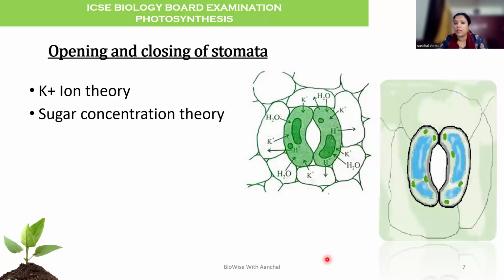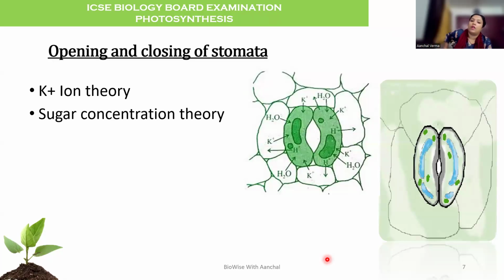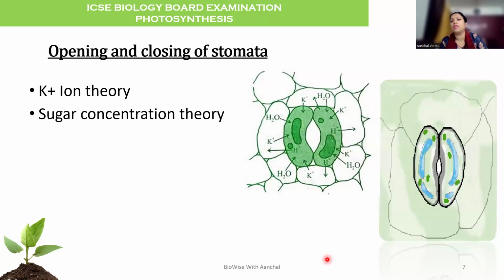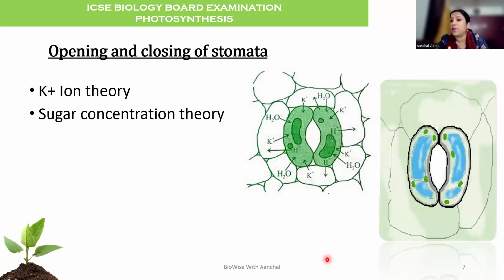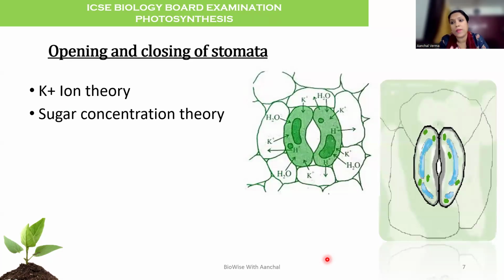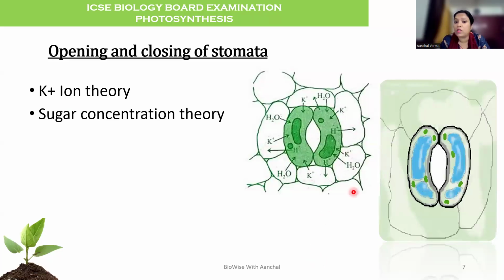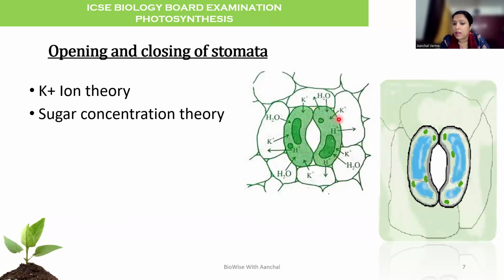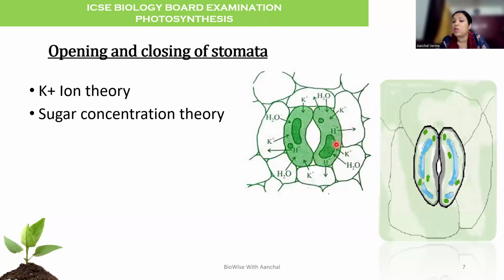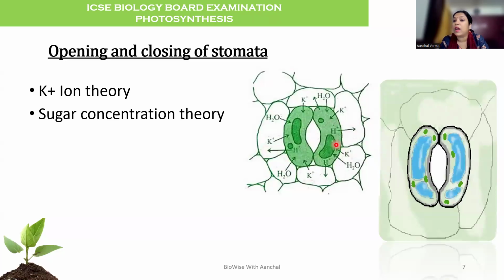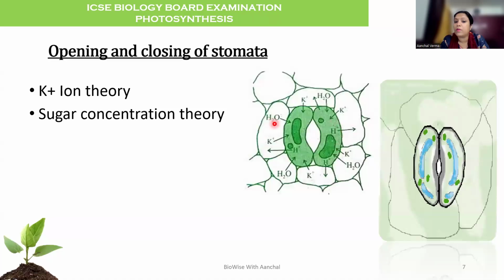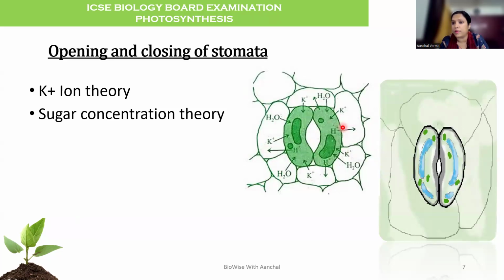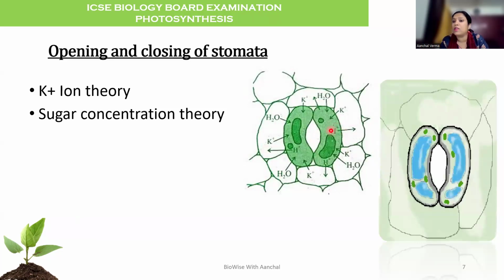In the potassium ion theory, you can see that the potassium ions are involved in the process of opening and closing of stomata. And in the sugar theory, it is sugar. Now, here the concept that you have studied in chapter 4, that is osmosis, plays a very important role. If the potassium ion concentration increases in the guard cells, the concentration in the guard cells will increase and it becomes hypertonic. So water from the neighboring cells will start entering into the guard cells, making them fully turgid and swollen. Okay, so that opens the stomata.